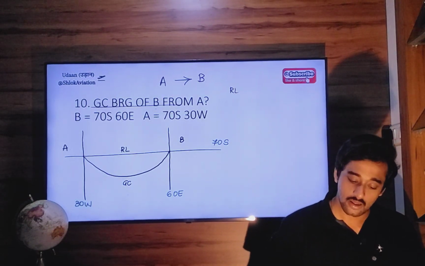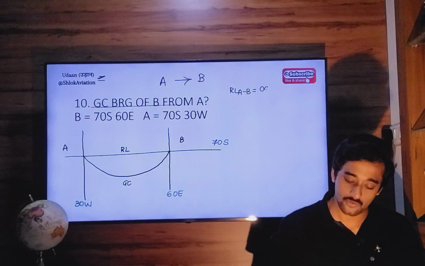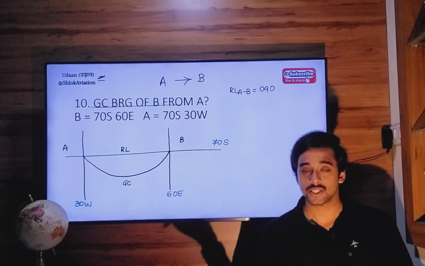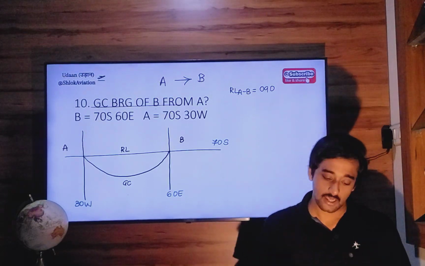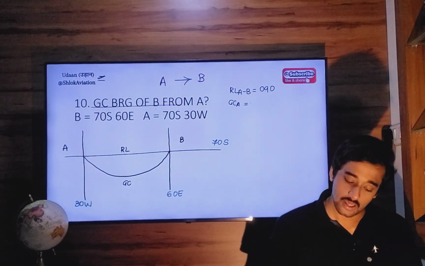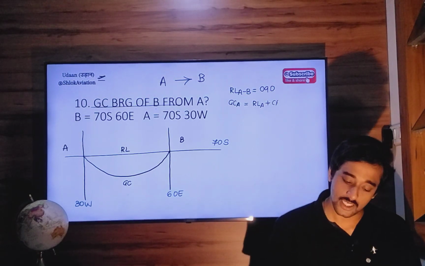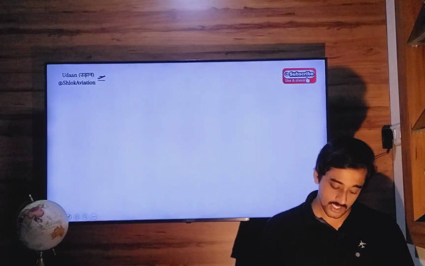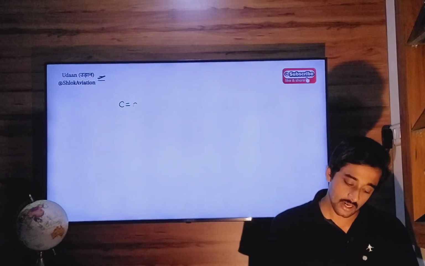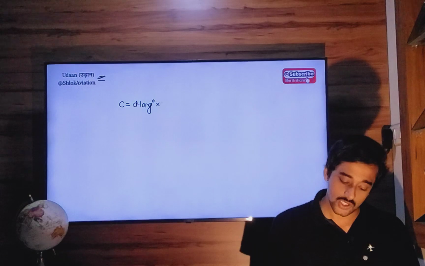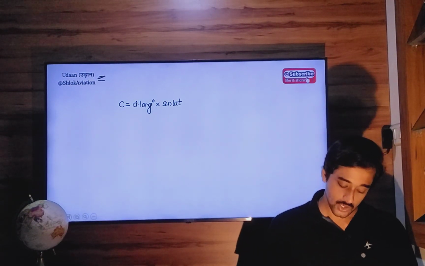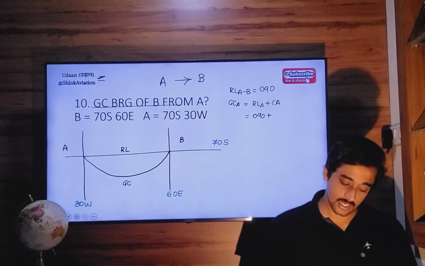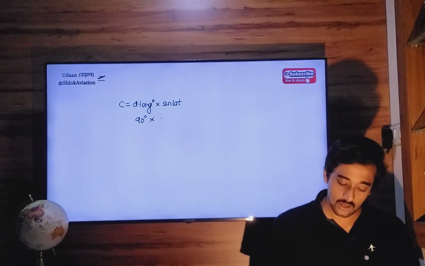Rhumb line track A to B will be 090. Since both are located on the same latitude, and latitudes are rhumb lines traveling in a fixed direction east-west, the great circle A to B will be the rhumb line A to B plus convergency angle. So 090 plus convergency angle. What is the convergency between them? D long in terms of degrees into sine of latitude. So the d long between them, 30 west and 60 east, is 90°.